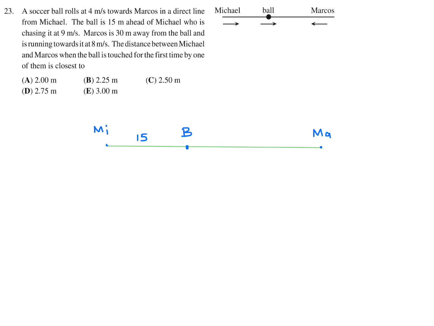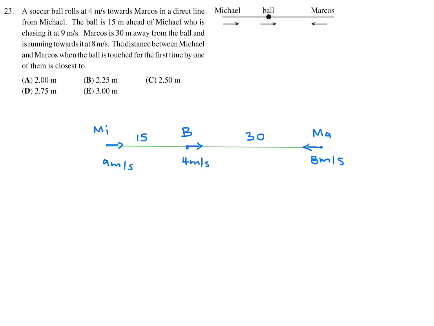And we are also told the speeds. The ball is 4 meters per second going that way. Michael is 9 meters per second going that way. And Marcos is going this way at 30 meters away. So this is 30. And his speed is 8 meters per second. So that is basically the original diagram.